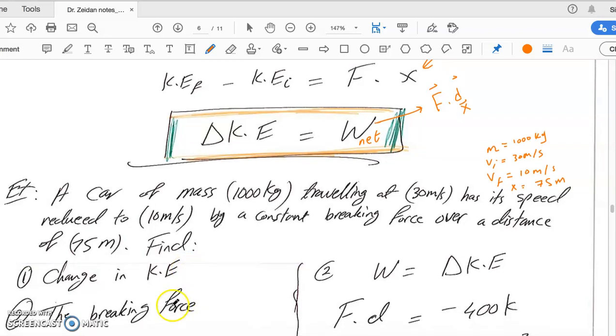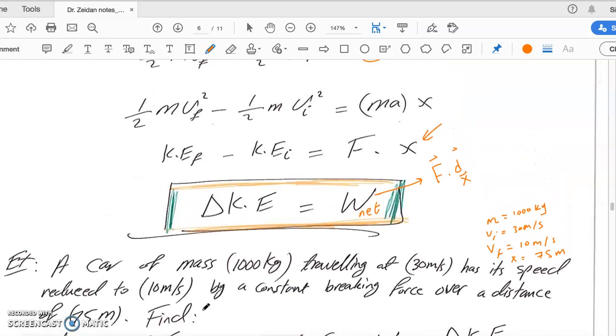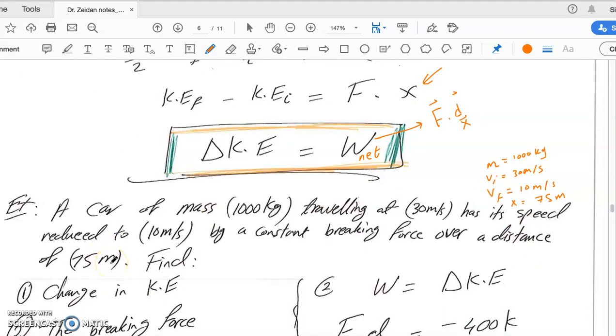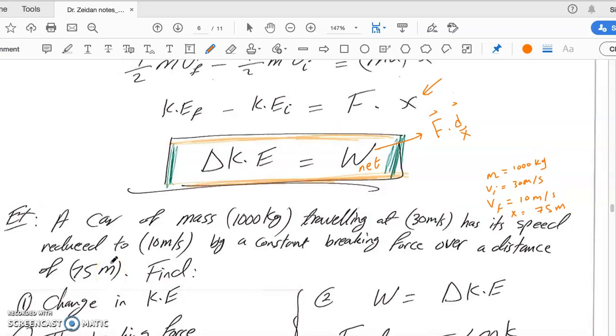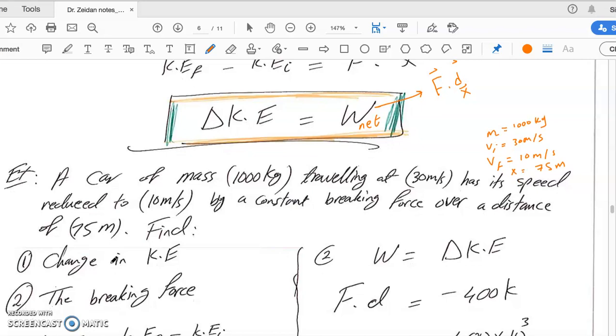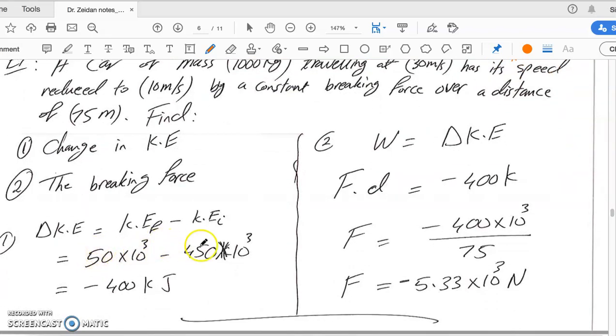And number two, the braking force. What is the force? It's m times a. Do we have the mass? Yes. Do we have the acceleration? No. Can we calculate the acceleration? Yes, we could. From this equation, V final squared is equal to V initial squared plus 2ax. Do we have x? Yes, we do have x. So what we did is we calculate the a, and m times a will be the braking force, right? So this was the change in the kinetic energy. It was negative because it was slowing down.